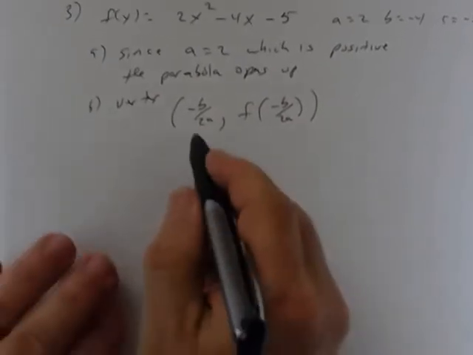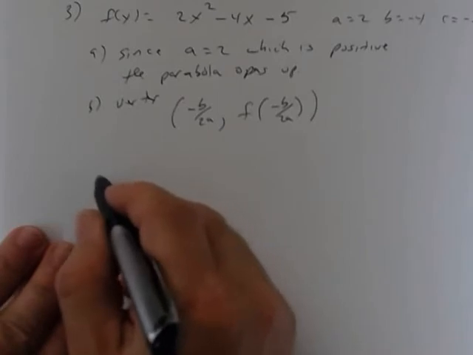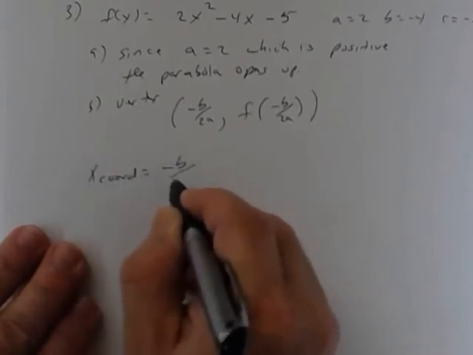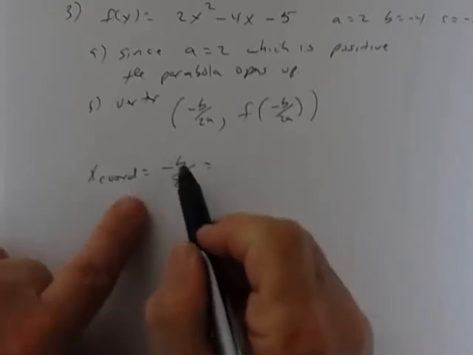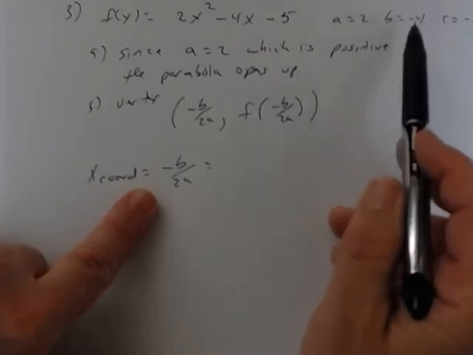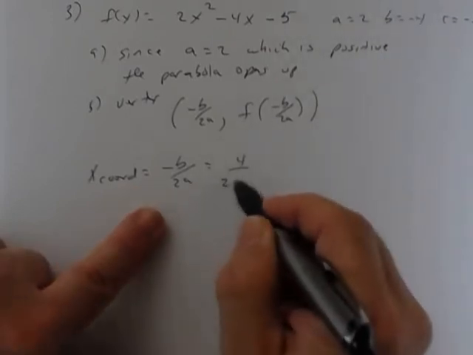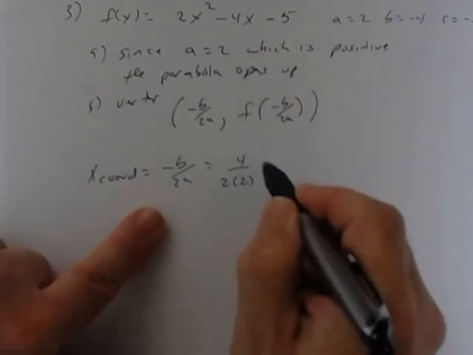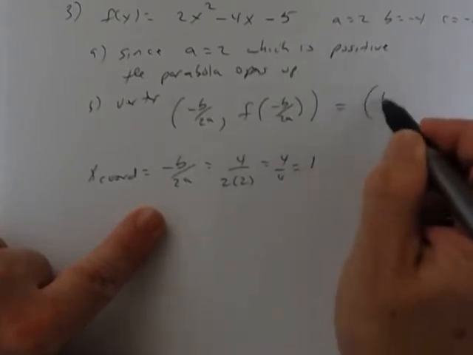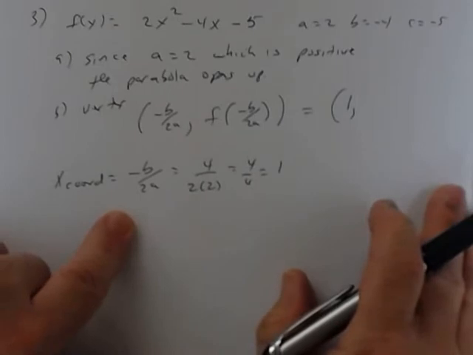So we have to find the x coordinate of the vertex. The x coordinate of the vertex is negative b over 2a. So I take the opposite of b. What's b? What's the opposite of -4? Okay. Over 2 times a, what's a? So we have 4 over 4, which is 1. So my vertex, the x coordinate is 1.